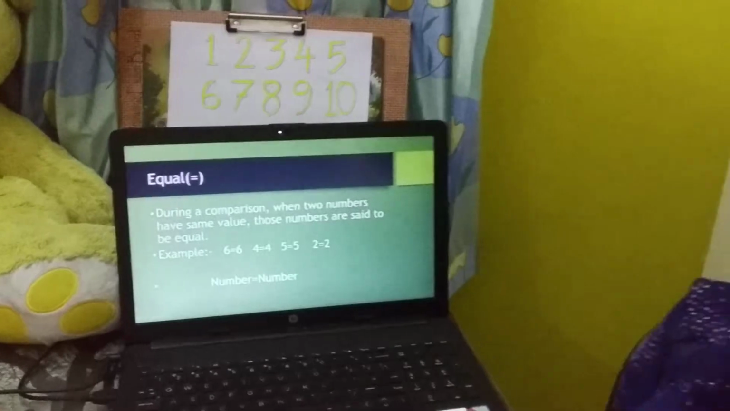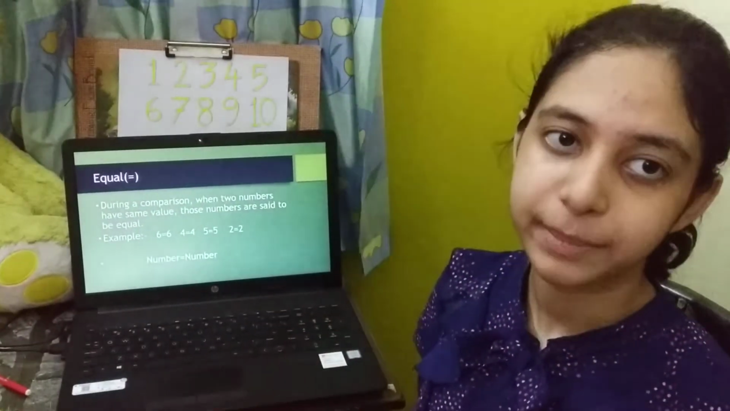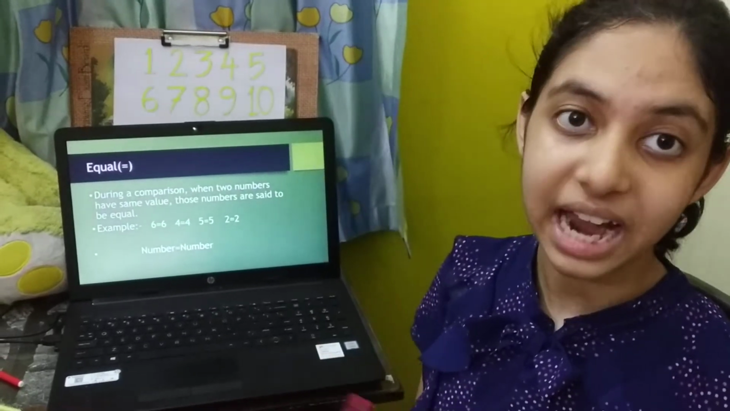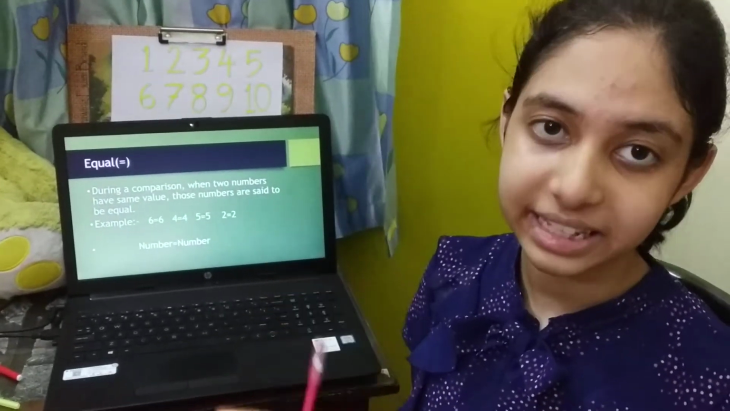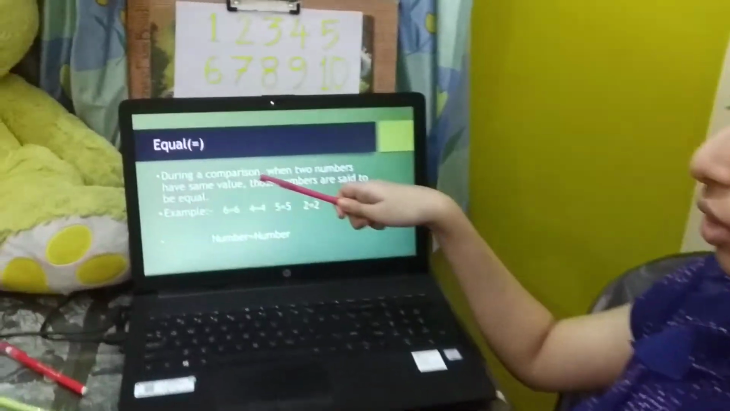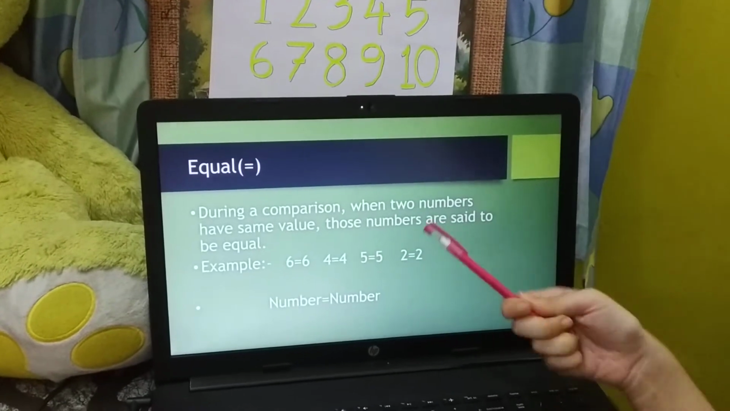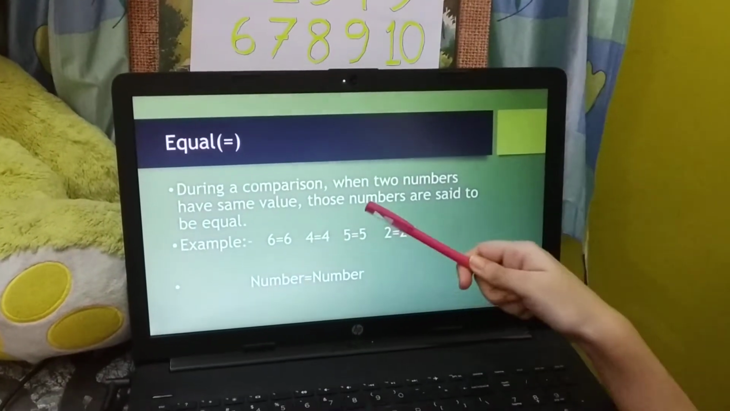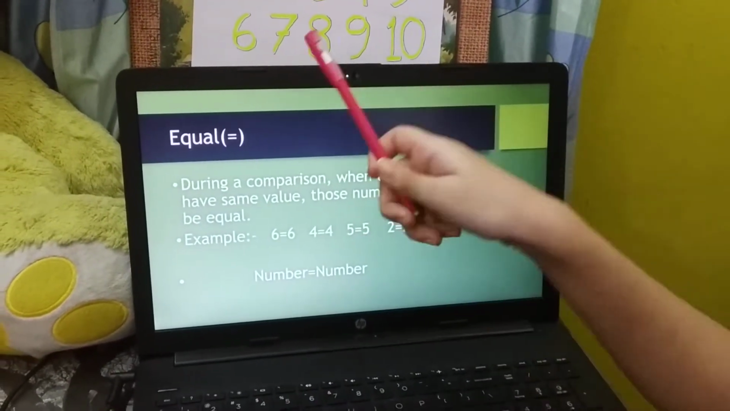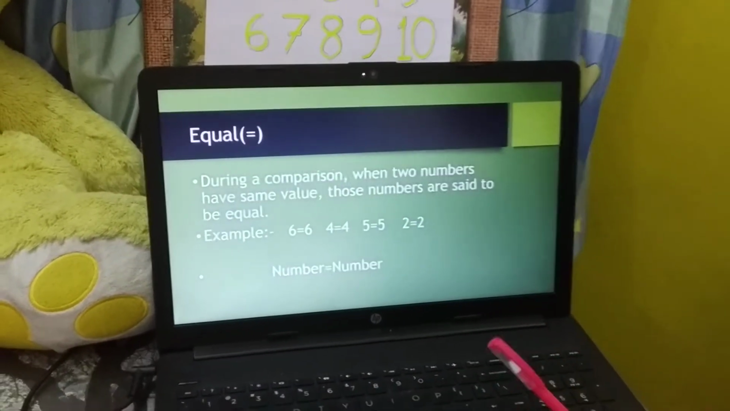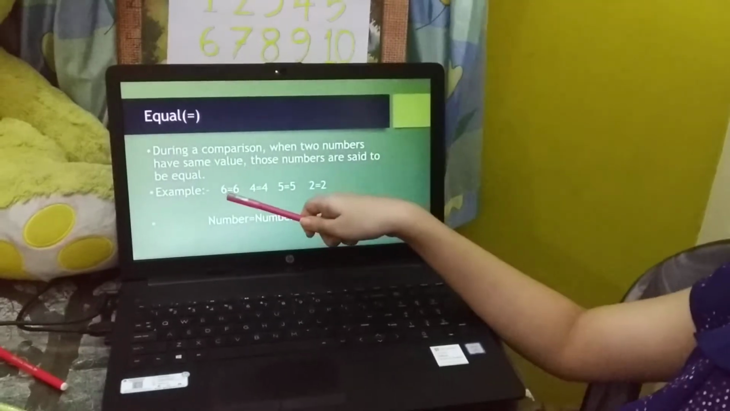Then, what is equal? When during the comparison between two numbers, we find that they are same, we say that they are equal. For example, 5 equals to 5, because 5 is the same as 5. So, equals to is represented by this symbol. Similarly, we can say that 6 equals to 6.